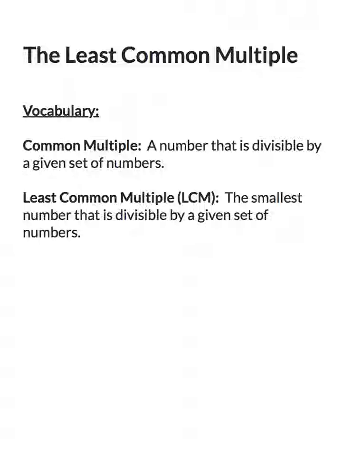The least common multiple, or LCM, is the smallest number that is divisible by a given set of numbers. Notice here that we have greatest common factor, least common multiple. Though these concepts are related, they are not the same thing.